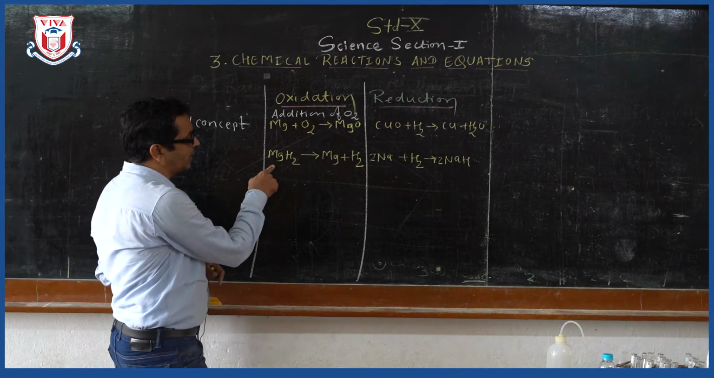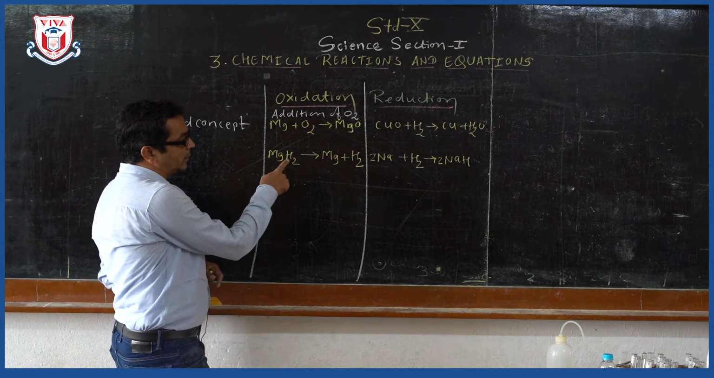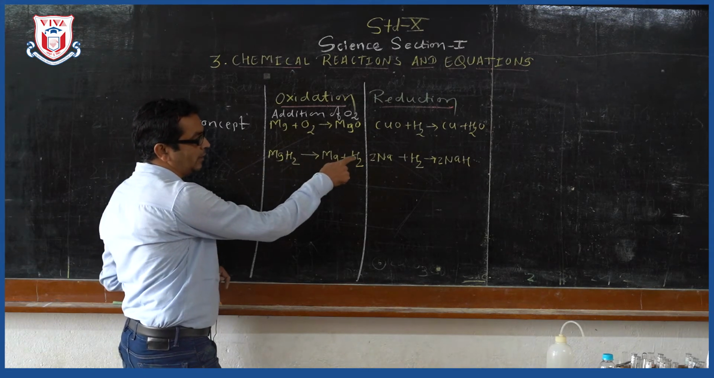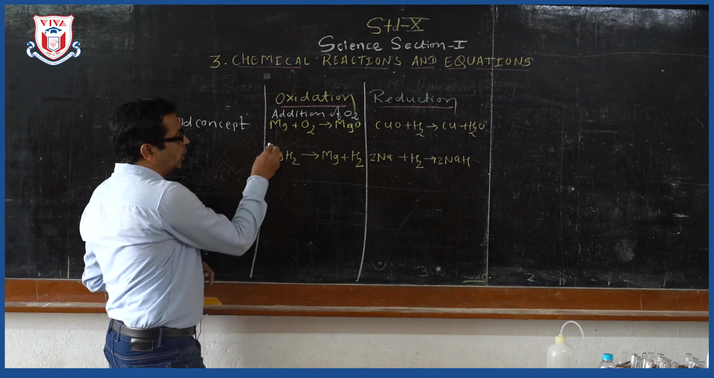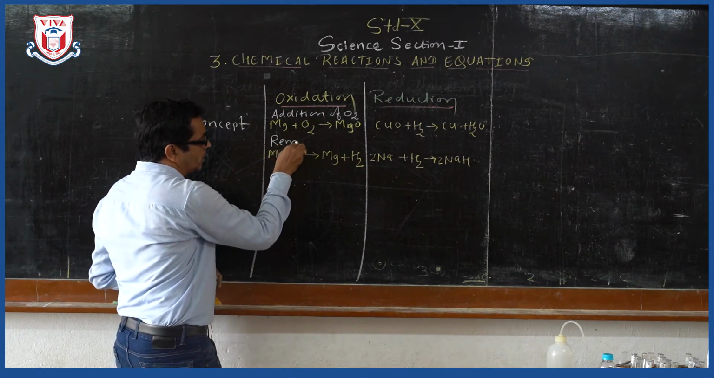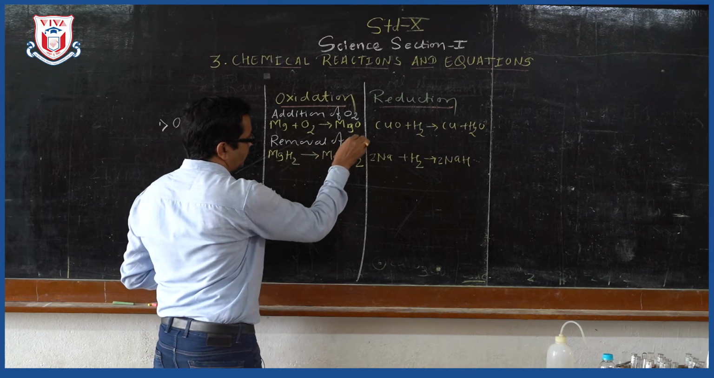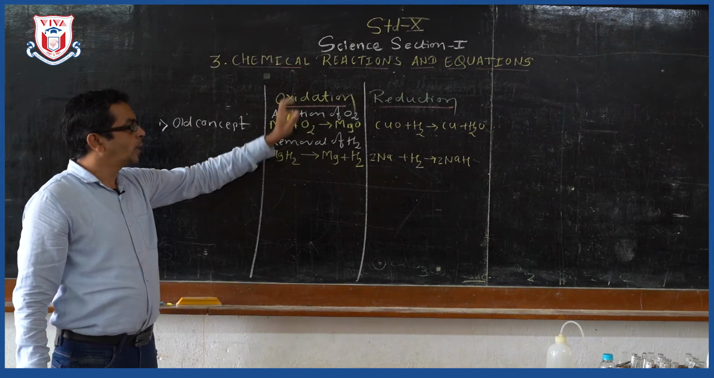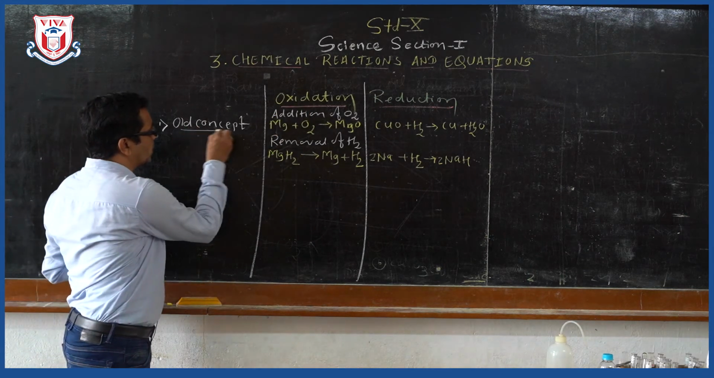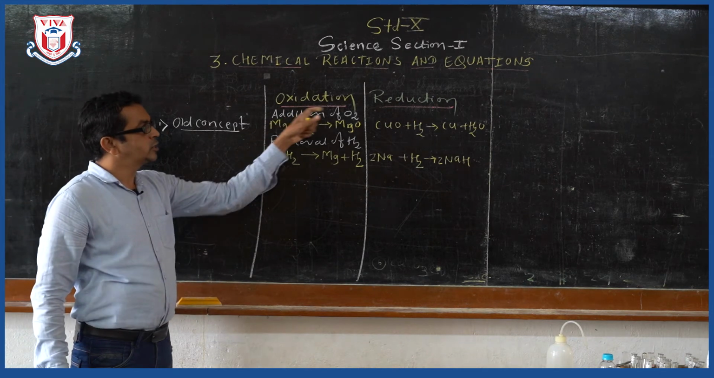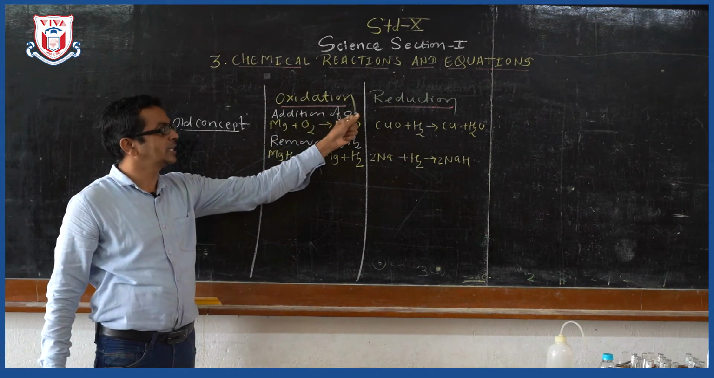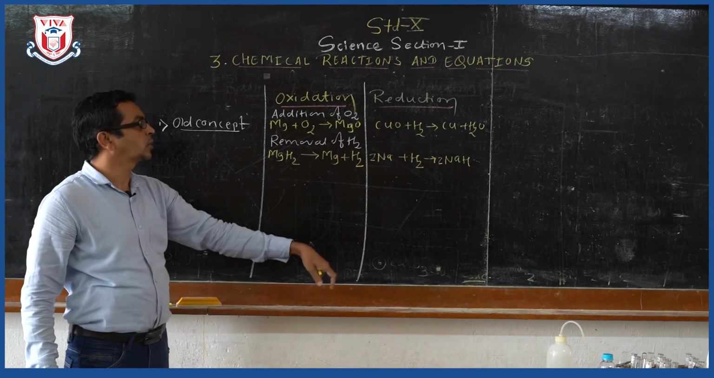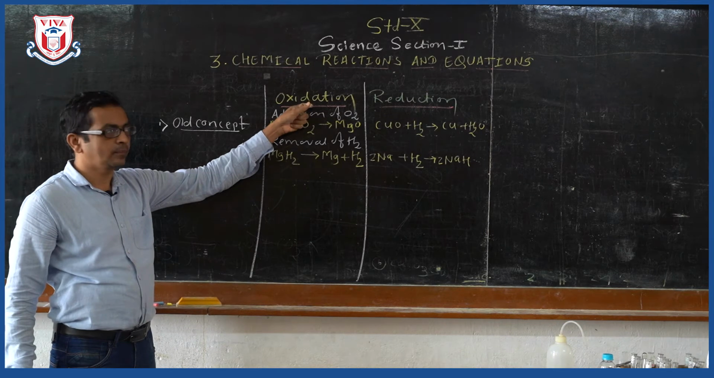In the second example, you will find that MgH2, magnesium hydride, is decomposed into magnesium and hydrogen. So the removal of hydrogen is also known as oxidation. So I can write, according to the old concept, the process in which oxygen is added or hydrogen is removed is called oxidation.